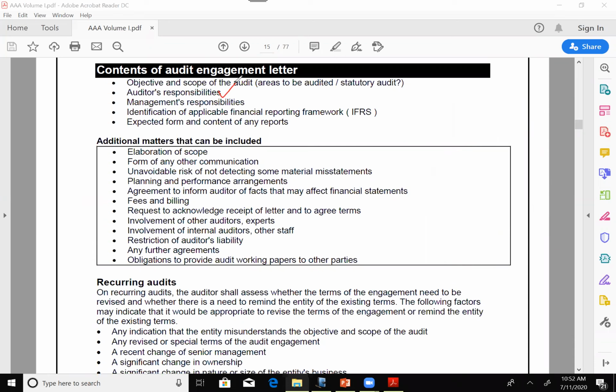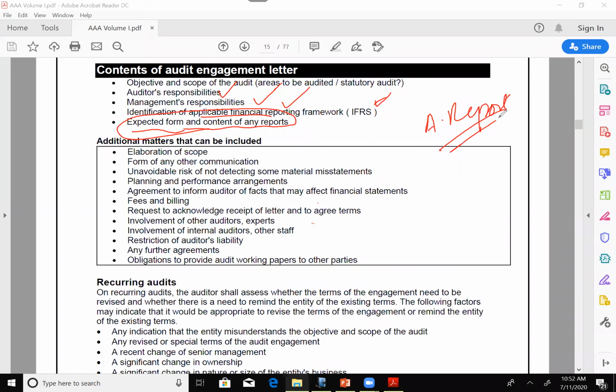Explanation is given. What will be the management's responsibilities? Terms and conditions. What is the relevant financial reporting framework? In our country, we know IFRS. And what output of the audit do they expect?